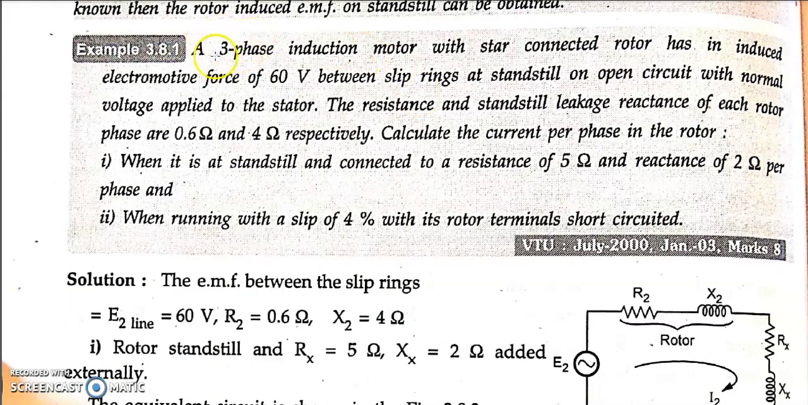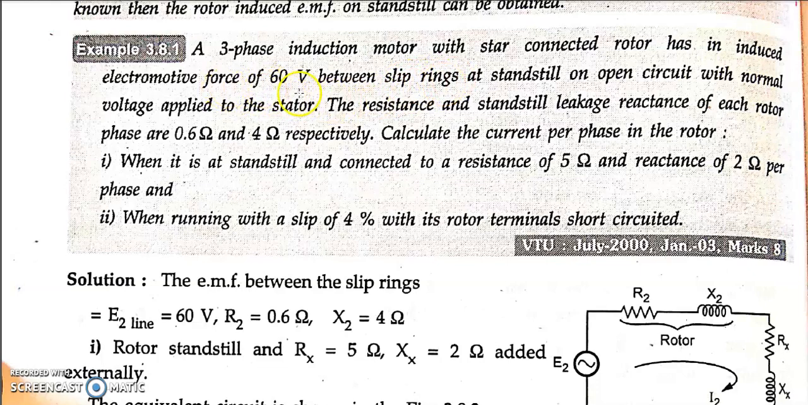Now we shall go with this problem. A three-phase induction motor with a star-connected rotor has an induced electromotive force of 60 volts between slip rings. See, slip rings, it is not just slip rings. So it is a slip ring induction motor. Remember, whenever you come across slip rings, then that particular motor is not just an ordinary induction motor or three-phase induction motor. It will be a slip ring induction motor.